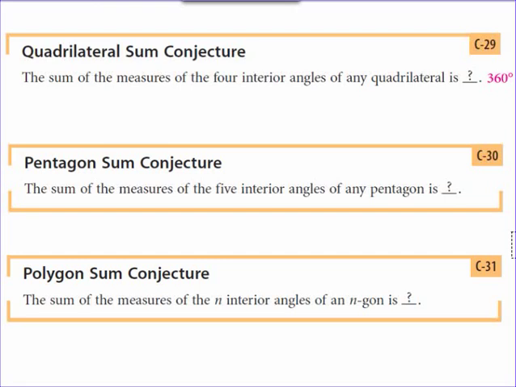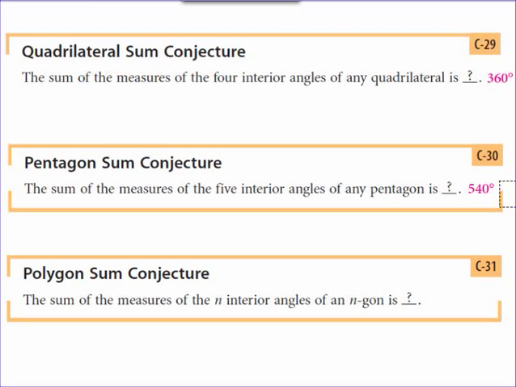What about a pentagon sum conjecture? What is the sum of the measures of a pentagon's angles? What did you get? 540 degrees. So in your chart, you also had a hexagon, which is a six-sided figure. What was the hexagon? 720. Very good. What was the heptagon, which is a seven-sided figure? 900. Good. And so now what we need to do is come up with the polygon sum conjecture.